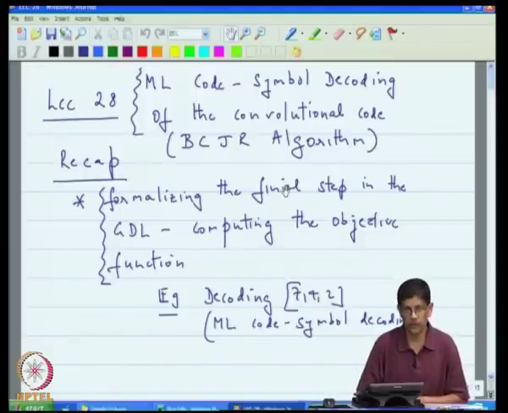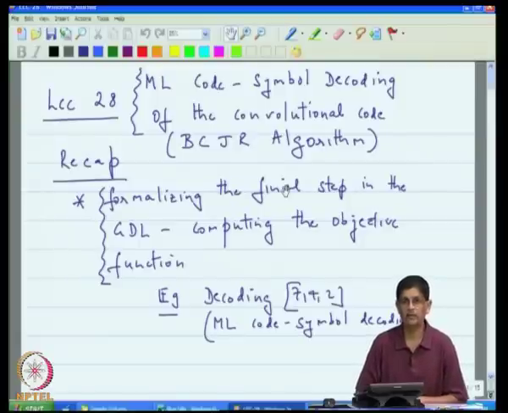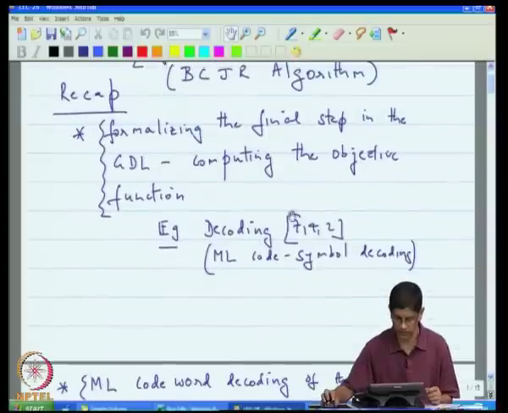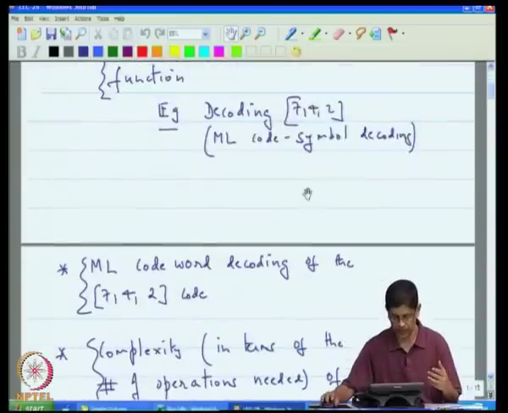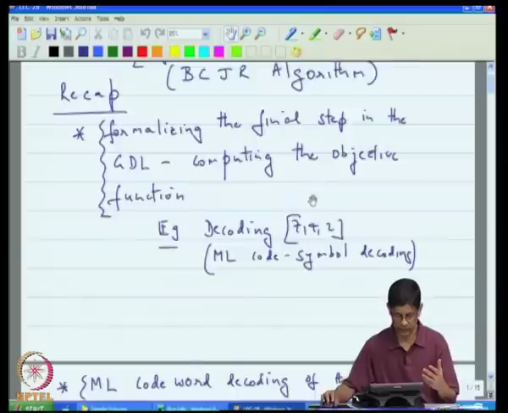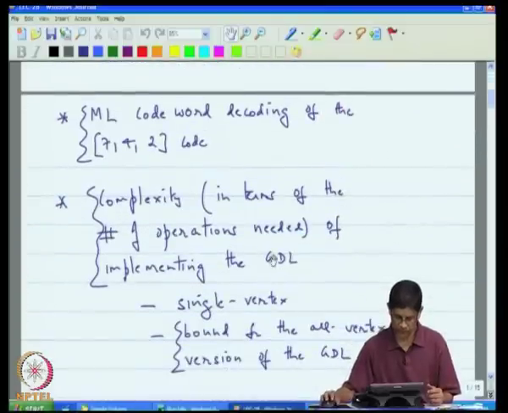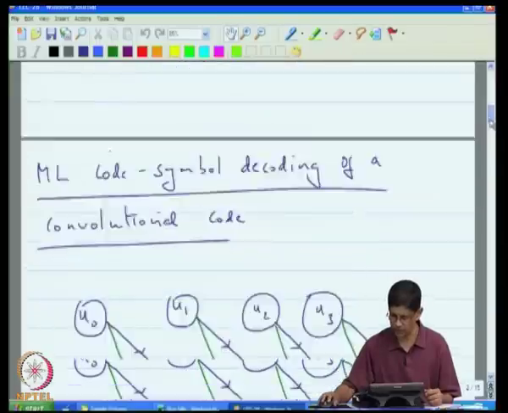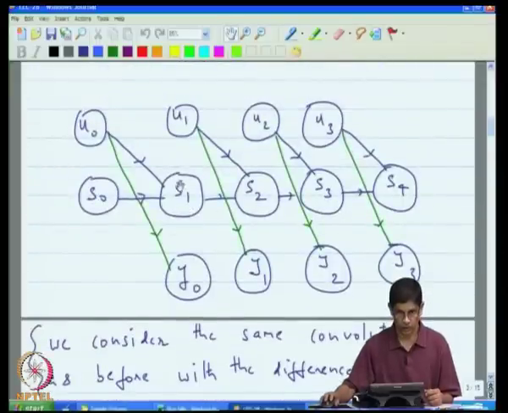So, now this is an alternative algorithm which is called the BCJR algorithm, and although it can be derived independently on its own, what I did here was I showed how you can actually generate it using the GDL. So, the entire lecture was more or less devoted to showing how the GDL in a certain setting gives you the BCJR algorithm. And so, our starting point was the description of the convolutional code in terms of what I told you was a Bayesian network.